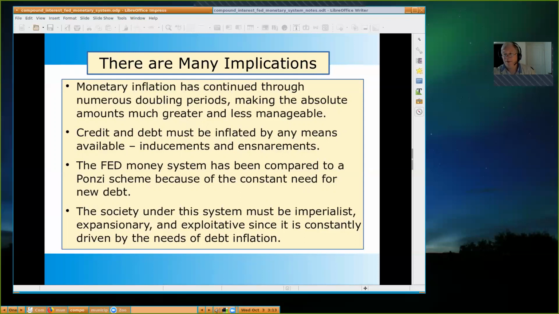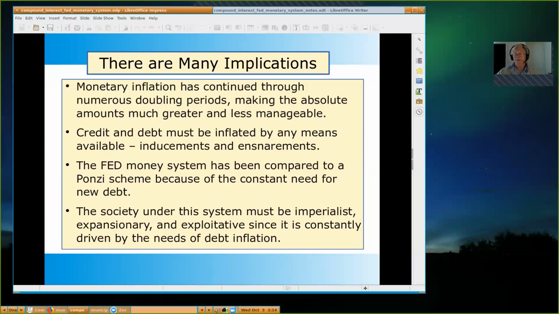So the amounts that we're talking about now are becoming much greater in absolute value, less manageable, even though the percentage is only a 6% increase or only an 8% increase. So we're in a situation where credit and debt must be inflated by any means available.